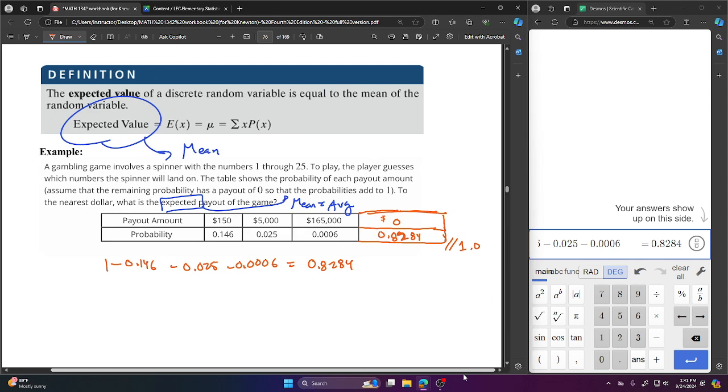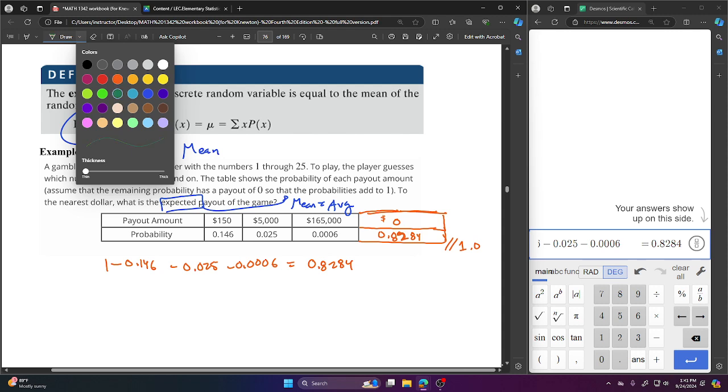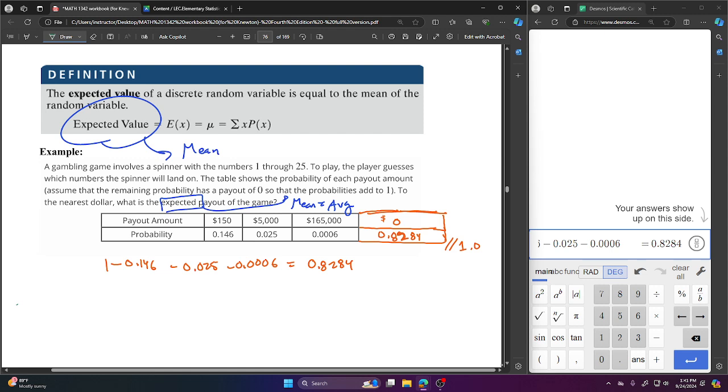Okay. Are y'all okay with the $0? So that's always an option now, right? Because we might not win anything. Now, how do I find the average? That's the bigger question now. And so I'm going to say that we go to GeoGebra for this.